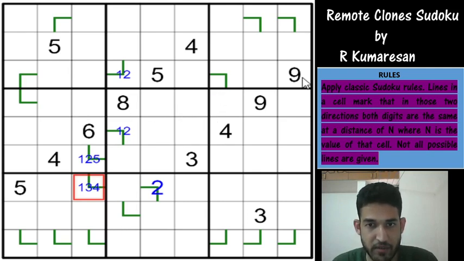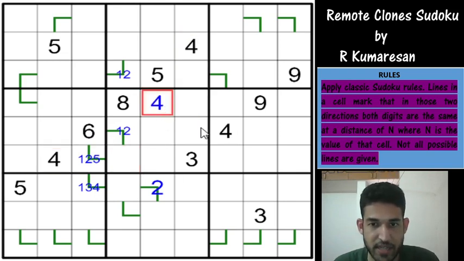Is there any digit that we can place by classic? Okay, you have a 4 here and you have a 4 here. So which means that this digit has to be a 4. So that was an easy classic step.